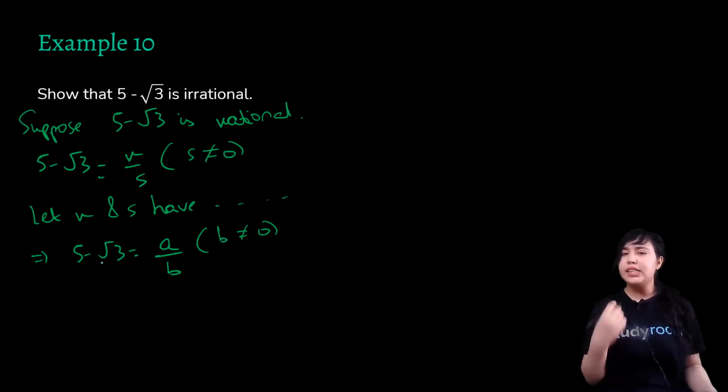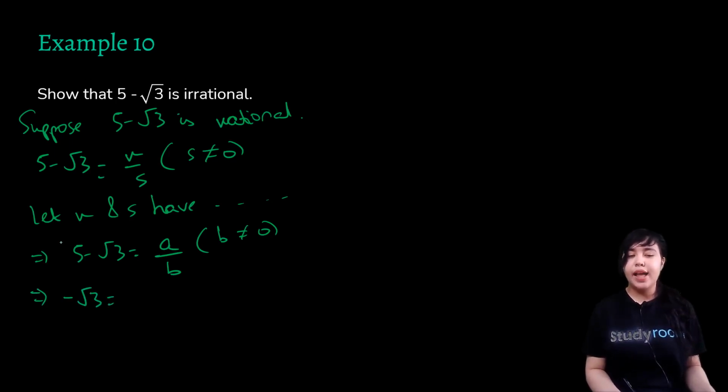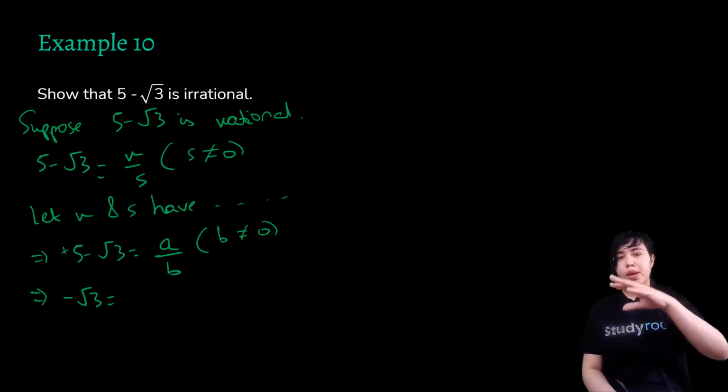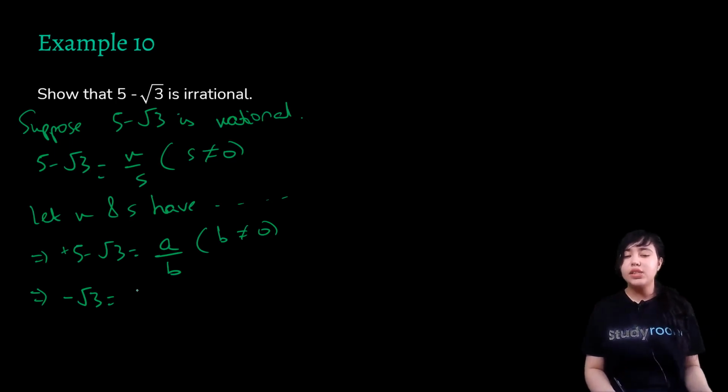So we'll just make a simple rearrangement. Let me have minus root 3 here, and this 5 will go over there. If no sign is mentioned, by default it means it is a plus. So plus, when shifted from left hand side to right hand side, becomes minus. So I'll get minus root 3 is equal to a upon b minus 5. You take the LCM, you get minus root 3 is equal to a minus 5b upon b.